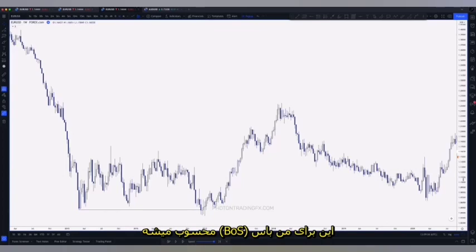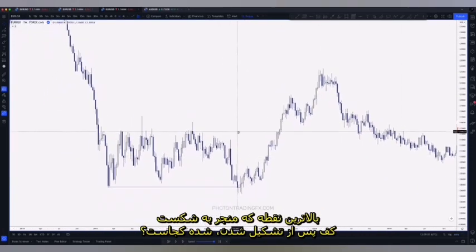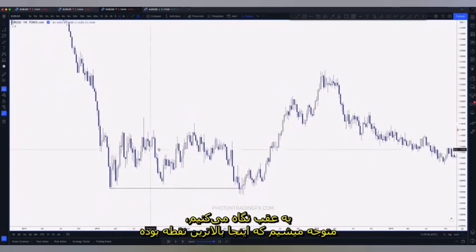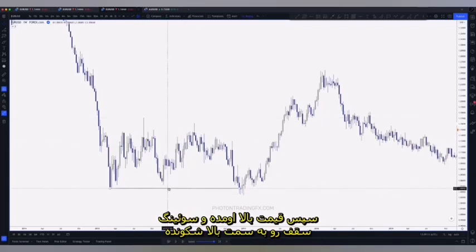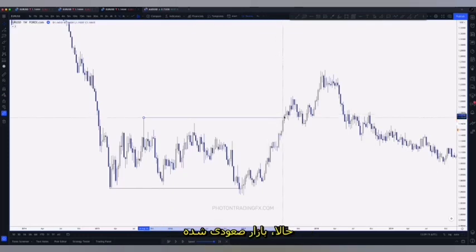So now that for me is a break of structure. So where is the highest point that broke the low after that low was formed? We look back, this is the highest point. Then price comes up and it breaks that swing high to the upside. So now the market is bullish.